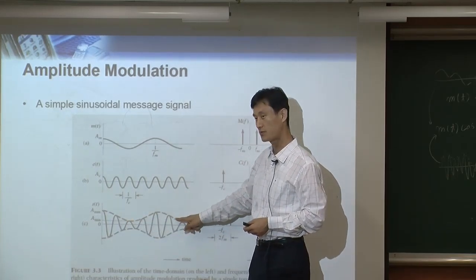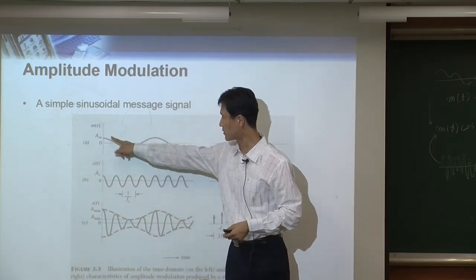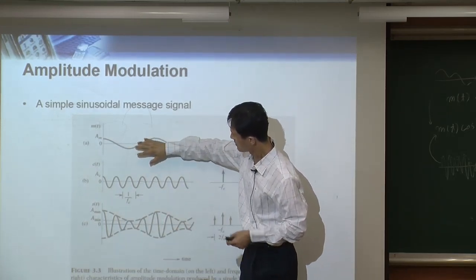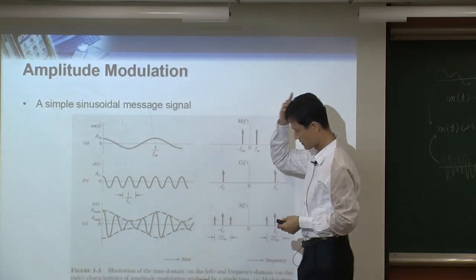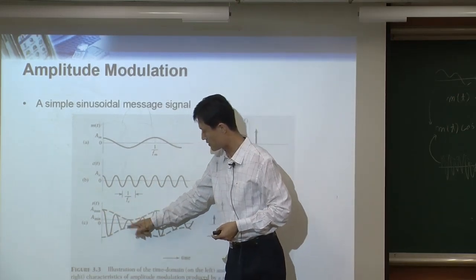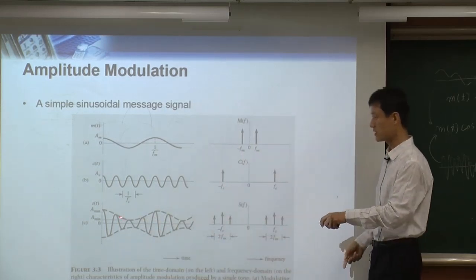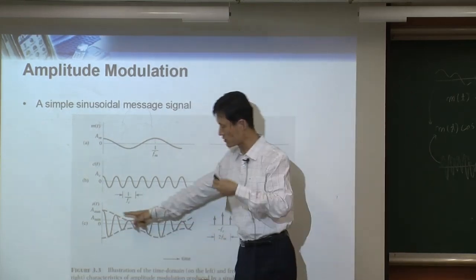We call this the envelope. This envelope is the same as this one. So now we lift this up so that this one goes up like here, and then you multiply this cosine carrier. That's what happened. So this is S(t). That's what you transmit.